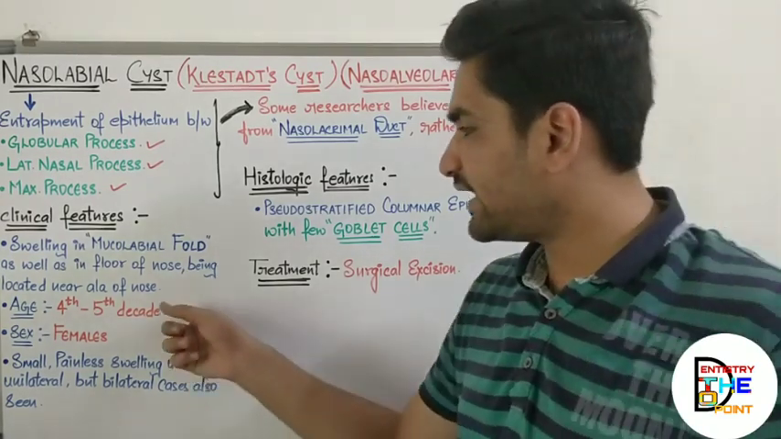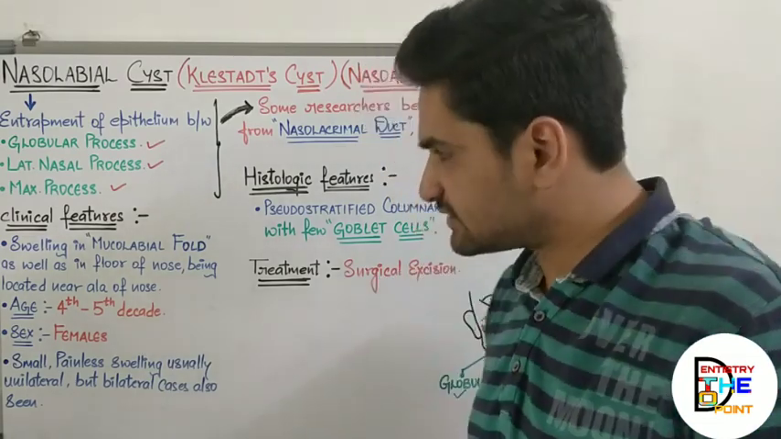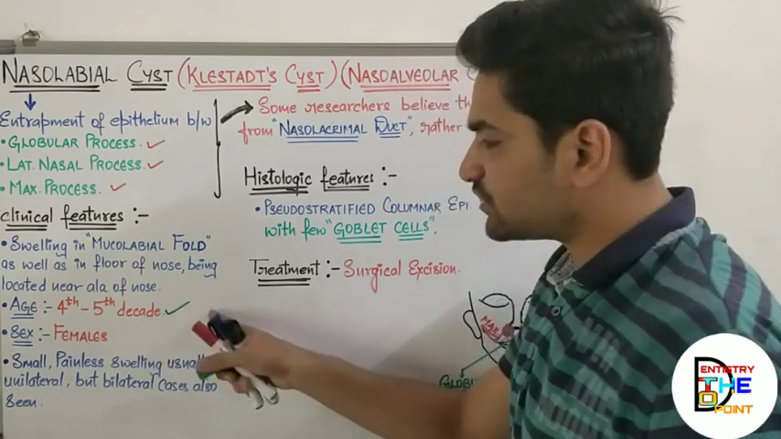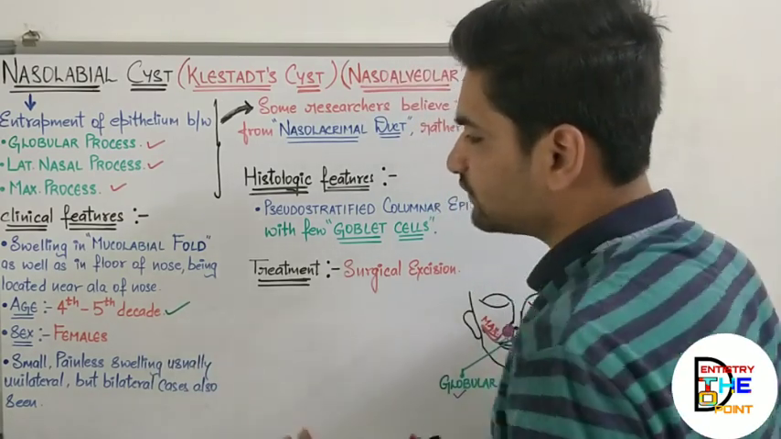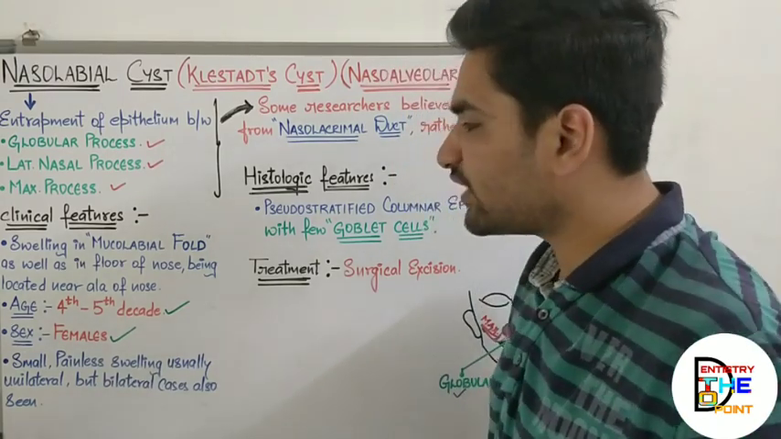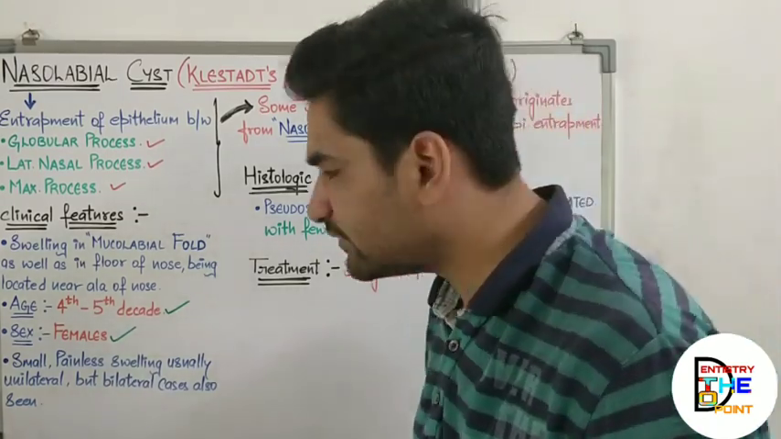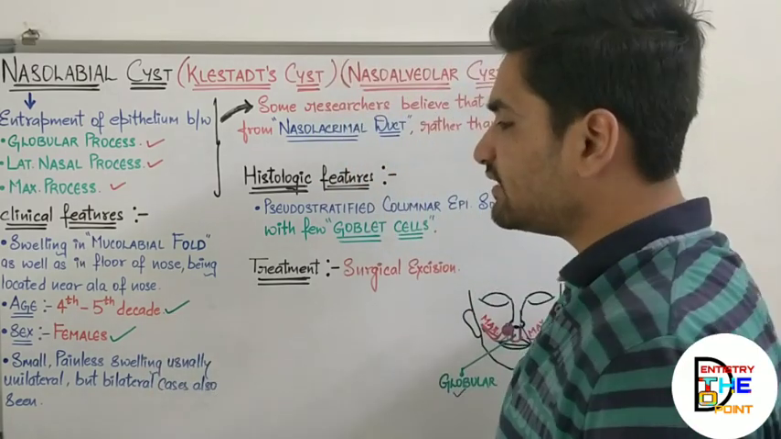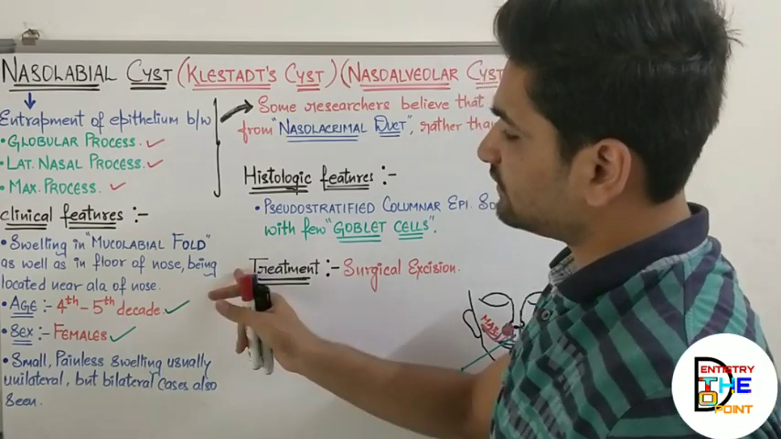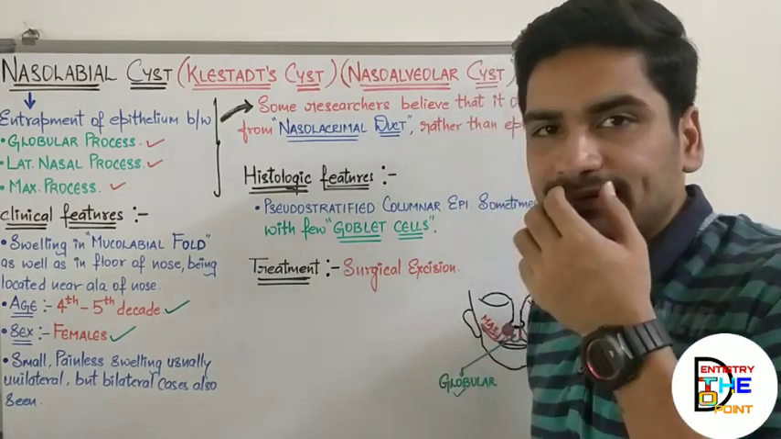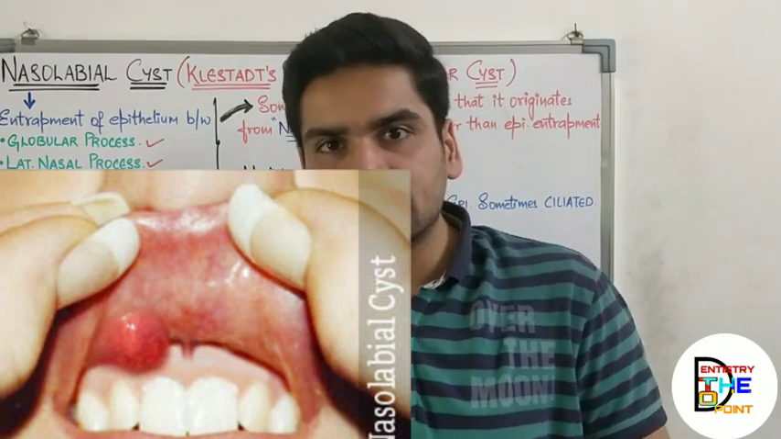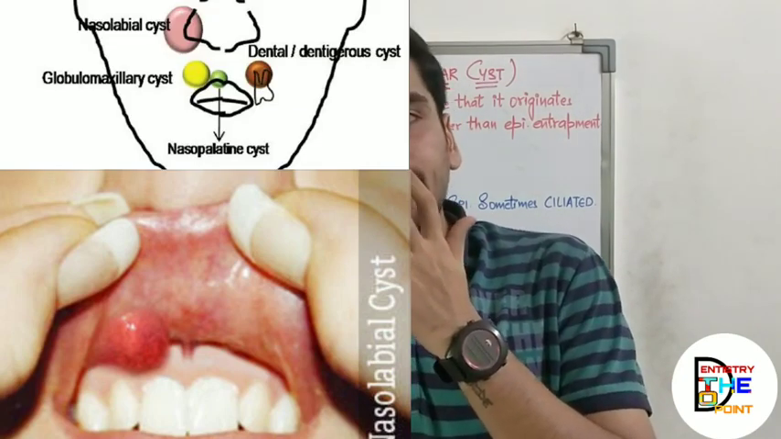So the most common age for the occurrence of nasolabial cyst is going to be 4th and 5th decade of life, right? Majority of cases are seen in which decade? 4th and 5th decade. The most common sex affected is females. 75% of the cases are seen in females, and males are comparatively less affected. And the most common site of this nasolabial cyst is going to be in the anterior vestibule of maxilla, right? You can say anterior maxillary vestibule, beneath the lip, under the ala of nose.